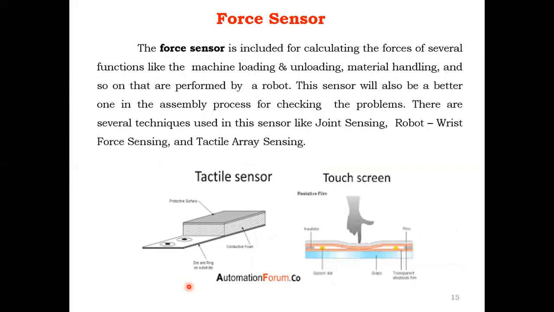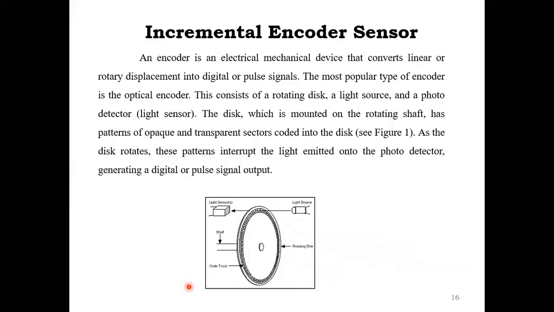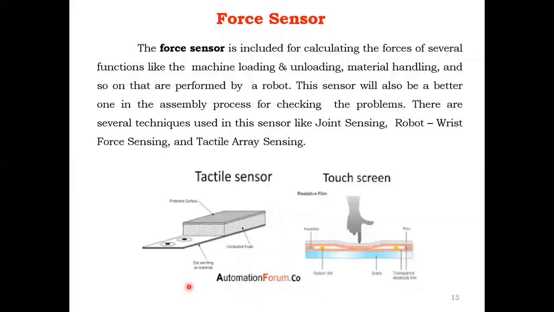The force sensor is included for calculating the forces of several functions, like machine loading, unloading, material handling, and so on, that are performed by the robot. The sensor will also be a better one in the assembly process for checking problems. Several techniques are used in the sensor, like joint sensing, robot wrist force sensing, and tactile array sensing. They are used in force sensors.